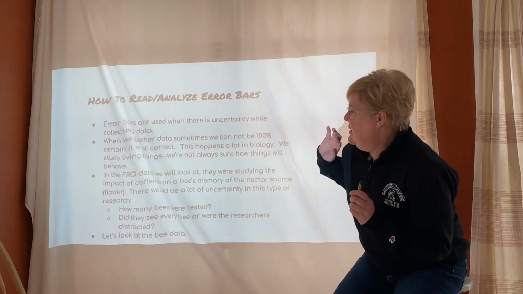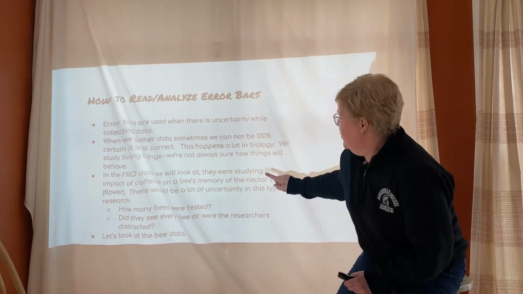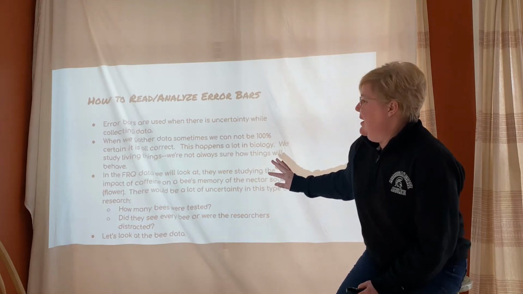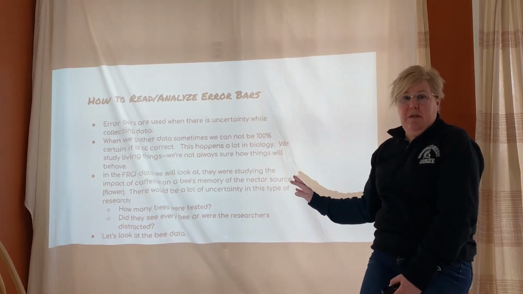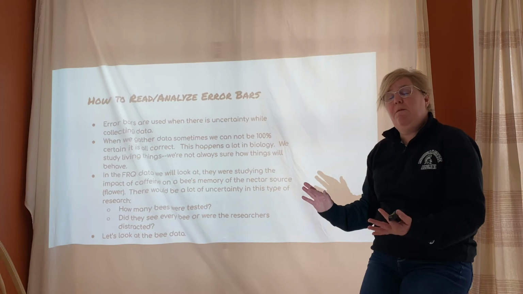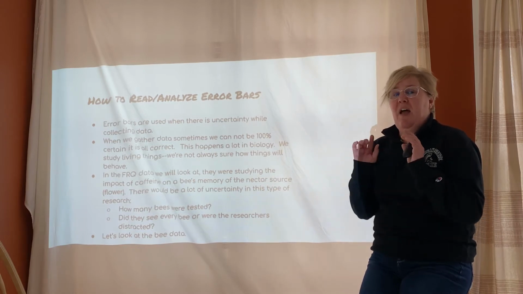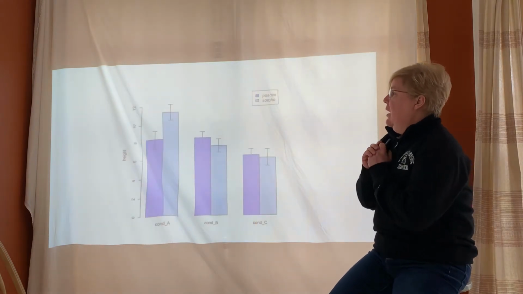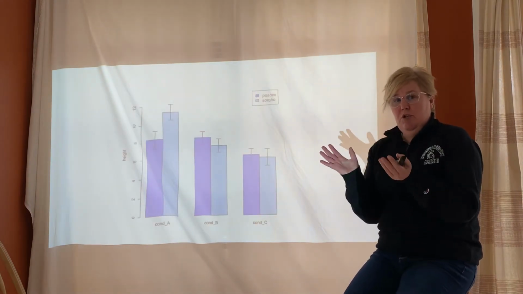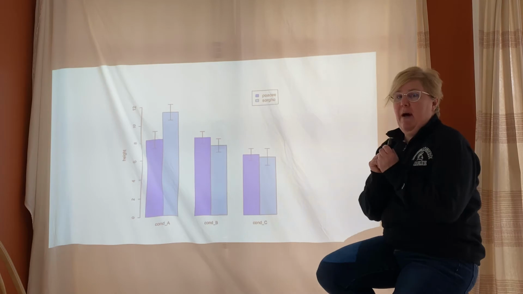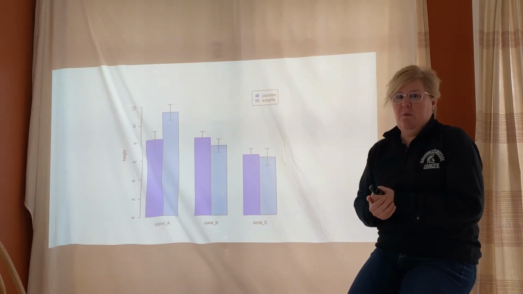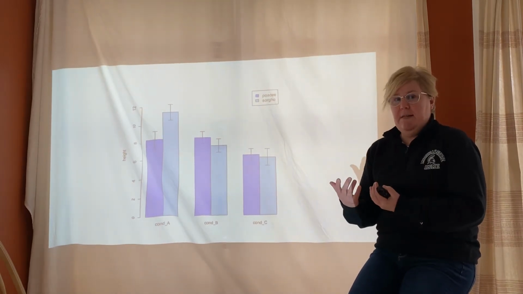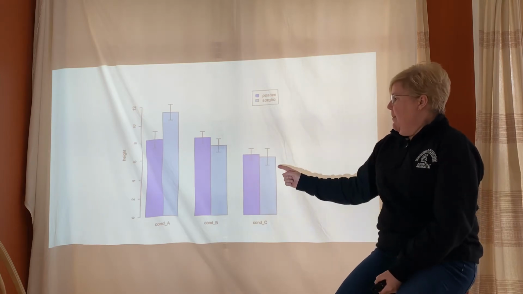And in this FRQ, the data that we're going to look at, just a minute, is the impacts of caffeine on bees' memory. But today I really just want to focus hard on what an error bar is. So these are error bars. This is a traditional bar graph, and AP Bio is really going back to bar graphs for some reason, so they're super fast to draw. But this is an error bar.